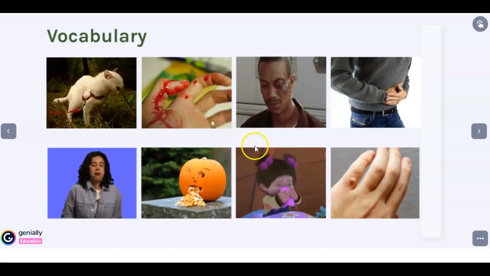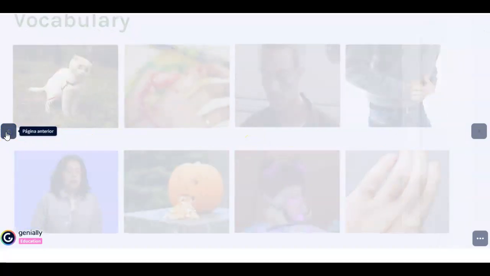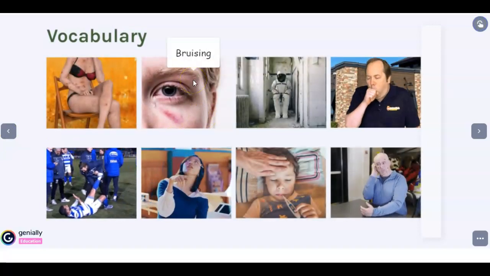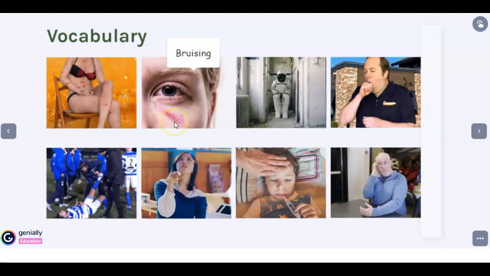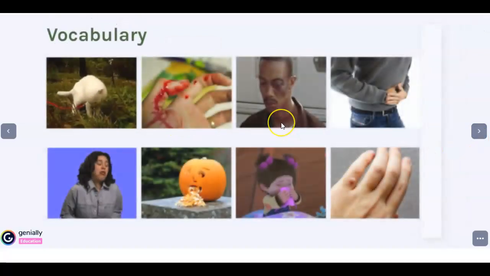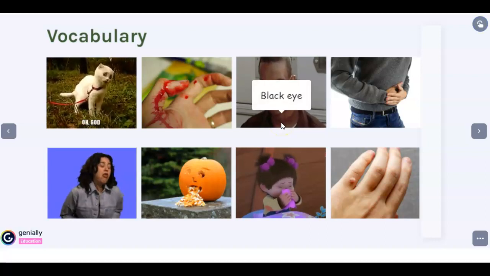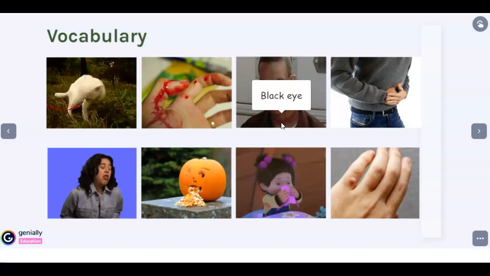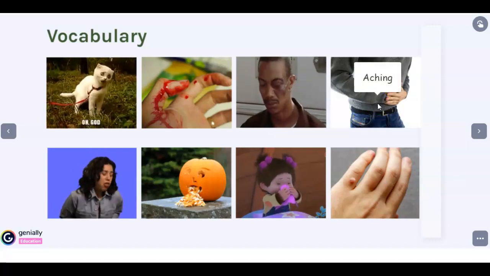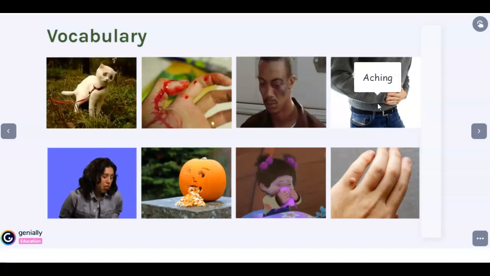Observe his eye. That is kind of similar with this one, bruising. The difference is that these can appear in whatever part of your body, and in this case, the black eye is only in your eye. Okay? Then, when we're talking about any kind of pain that we cannot really recognize, we can say that it is aching. Okay? It could be your stomach, it could be your head, your back, whatever, it could be aching.